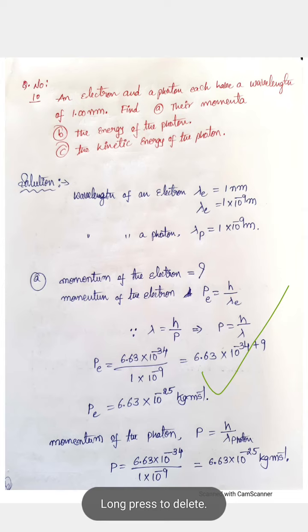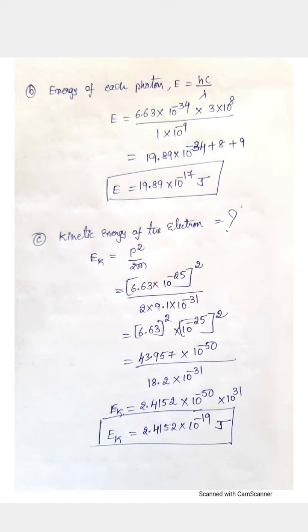Next, what do we have to calculate? We have to calculate the energy of the photon, B. Here the energy of the photon is given by E is equal to hc by lambda. Substitute the values of h, c, lambda. H value, that is 6.63 into 10 to the power minus 34. C, 3 into 10 to the power 8. Lambda, that is 1 into 10 to the power minus 9, the wavelength of the photon.